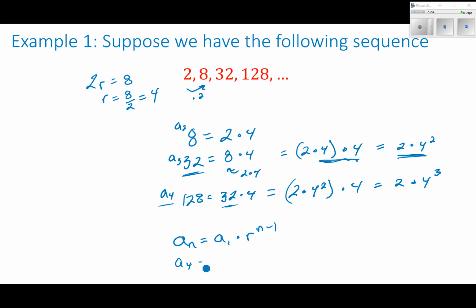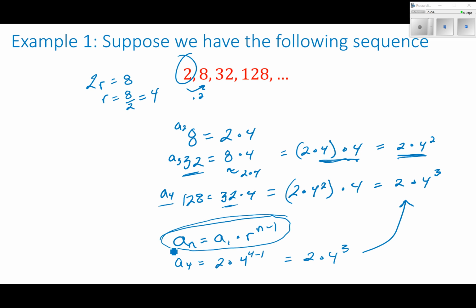My a sub 4 then would be my first term, which was 2, times my r, which I found is 4, raised to the 4 minus 1. So this is 2 times 4 cubed, which matches up with what we had here. All right, so this is the formula you need to use for a geometric sequence.